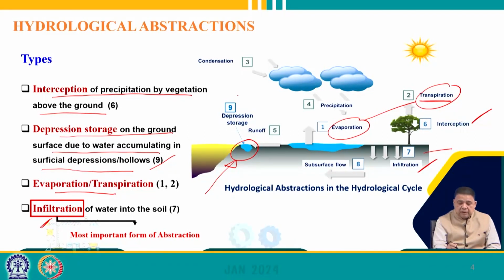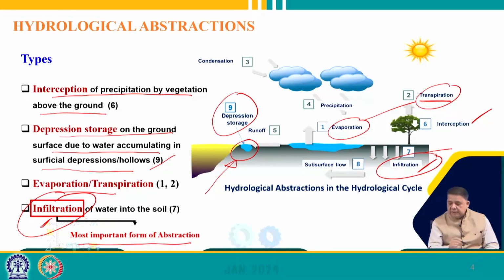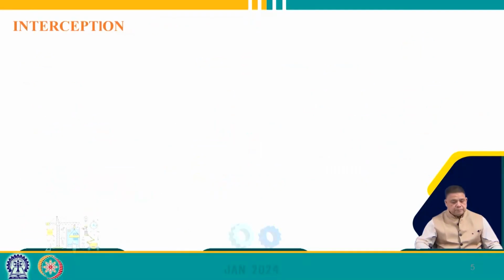Here you see this particular process was not included earlier in the hydrological cycle, but at that time I said that there are many more processes. One such process is depression storage, which is added here in the hydrological cycle diagram, and that represents an abstraction. Of course, out of all these abstractions, the most important one is infiltration. That is the most significant abstraction as far as the hydrological cycle is concerned.